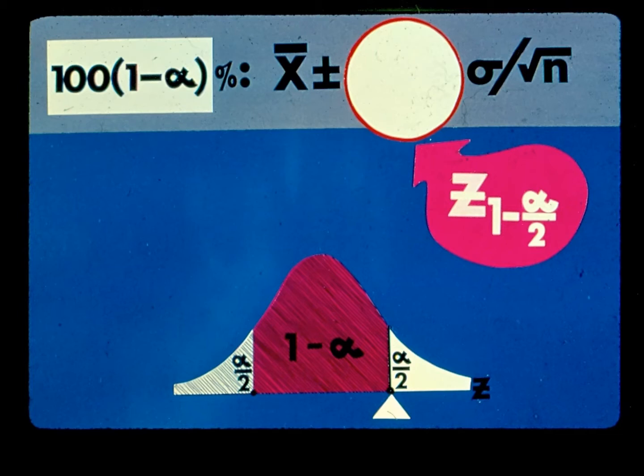Notice in the picture below that the multiplier can be obtained by finding the middle 100 times (1 minus alpha) percent points of the z-curve. With 1 minus alpha of the area lying in the middle of this curve, alpha over 2 of the area must be in both the right and left tails. Thus, the upper percentage point that is pictured is z sub (1 minus alpha over 2), since the area under the curve to the left of this point is alpha over 2 plus 1 minus alpha, or 1 minus alpha over 2.